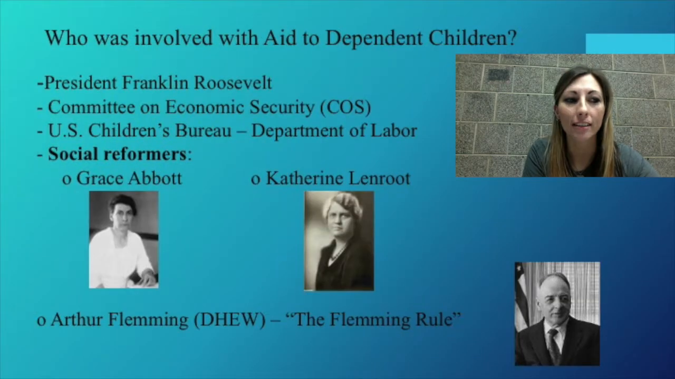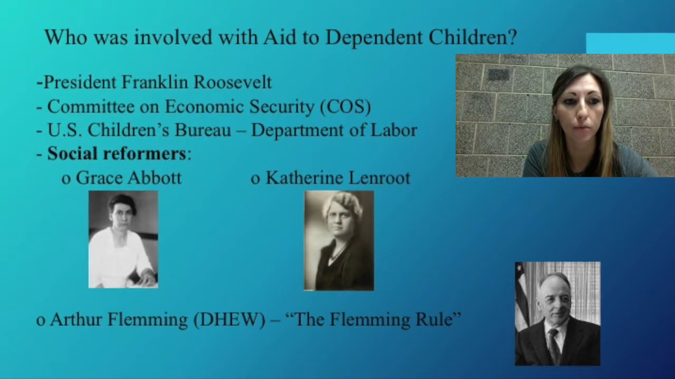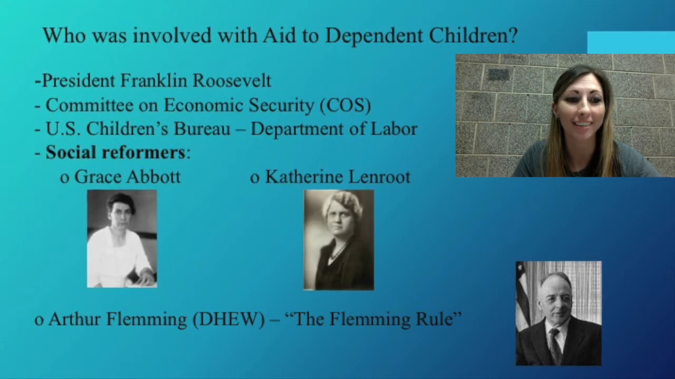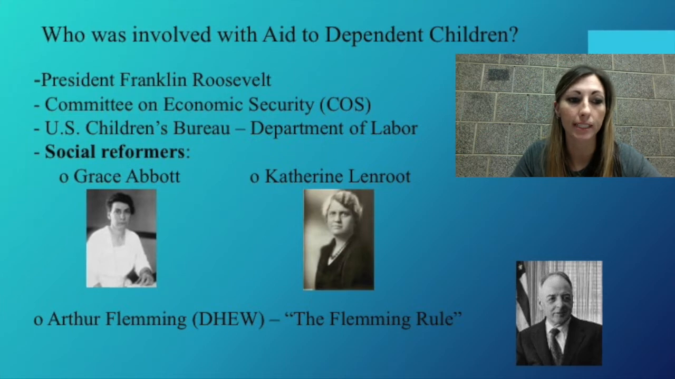The Social Security Act of 1935 was enacted into law by President Franklin Roosevelt. Social reformers Grace Abbott and Katharine Lenroot were affiliated with the United States Children's Bureau within the Department of Labor as the current and previous directors. The Children's Bureau's goal was to provide financial support or aid to children of mothers who lacked supportive breadwinners, typically male breadwinners and the father of the children, without judgment regarding the circumstances of how they ended up in that position.